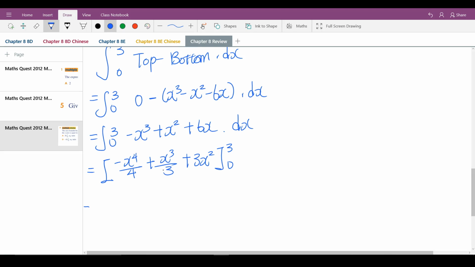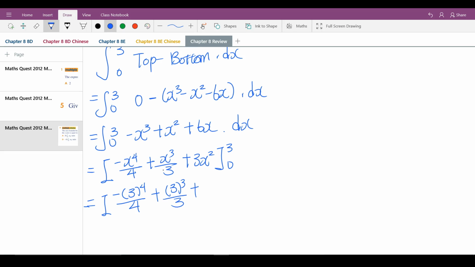Easy. Okay, let's sub the numbers in. So, negative 3 to the power of 4 over 4 plus 3 to the power of 3 over 3 plus 3 times 3 to the power of 2. Minus, now the next bit just becomes all zeros, but for communication's sake, let's write it out. Easy communication mark. Okay, then boom, boom, boom.